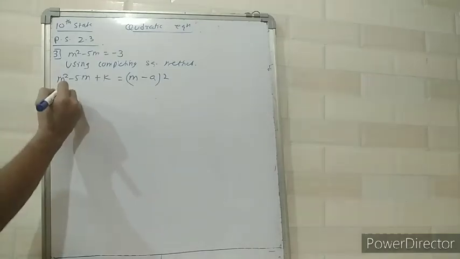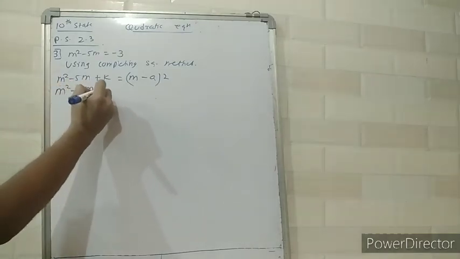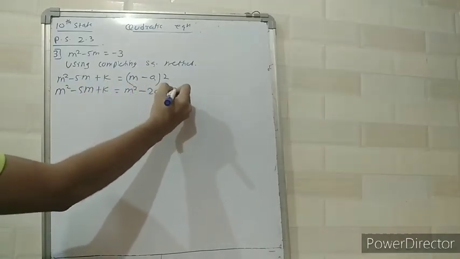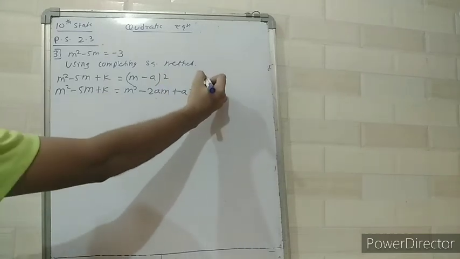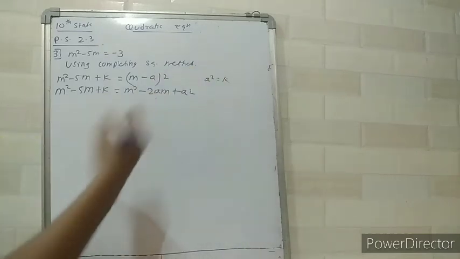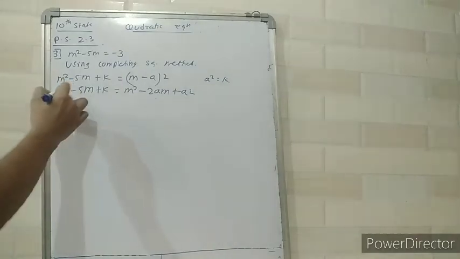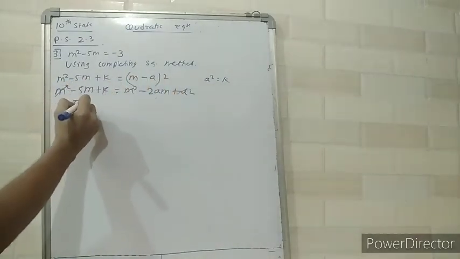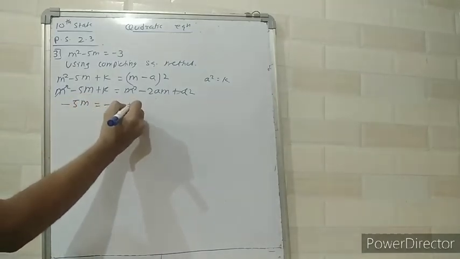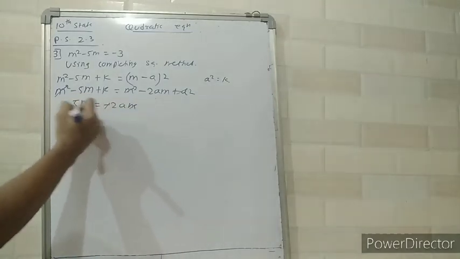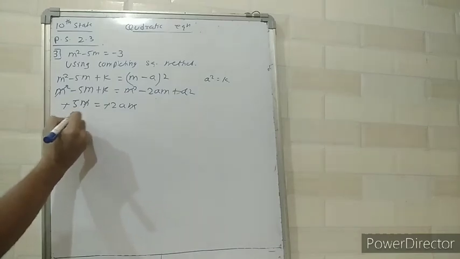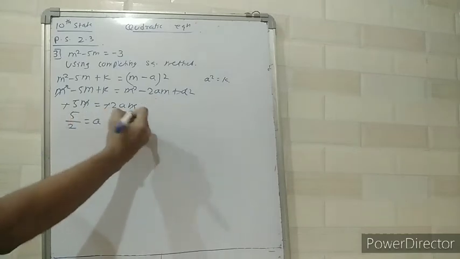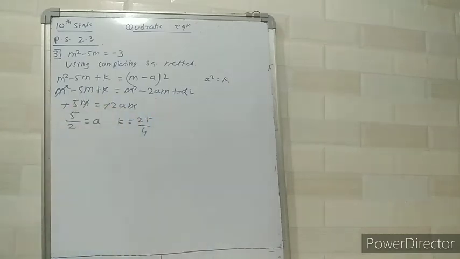So m square minus 5m plus k is m square minus 2am plus a square. Here I told that a square is equal to k, or k is equal to a square. So m square, and k and a square get cancelled. We have minus 5m is equal to minus 2am. So m gets cancelled, minus m gets cancelled. 5 upon 2 is equal to a. Therefore k will be a square, that is 25 upon 4.